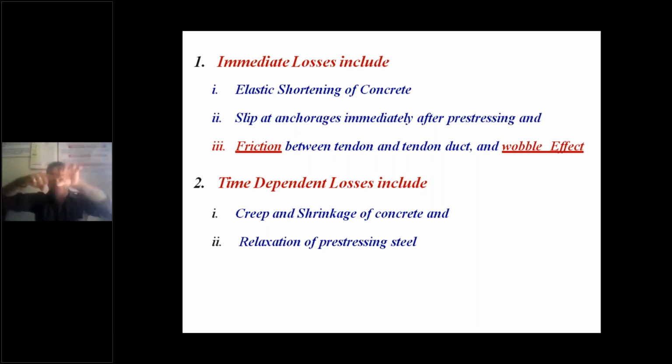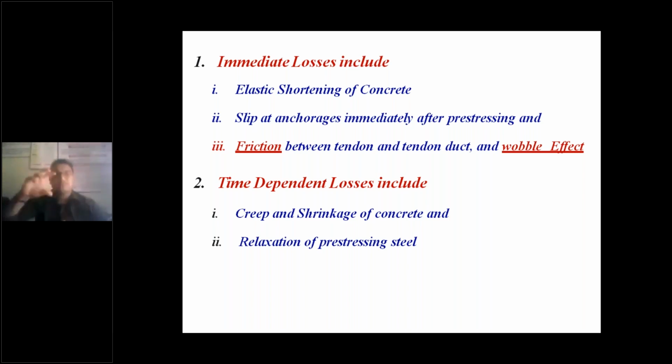So when you start stressing, what happens? Your strand will touch the duct surface, then the friction starts, and the frictional loss starts. That effect is going to be called the wobble effect, the friction between tendon and tendon duct. The duct is also called sheeting, or some kind of profiling pipe. There are different nomenclatures when you go practical.